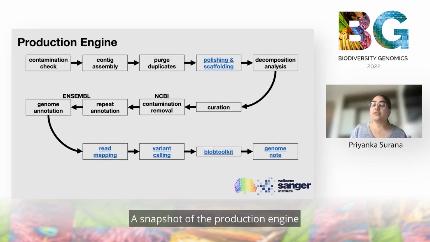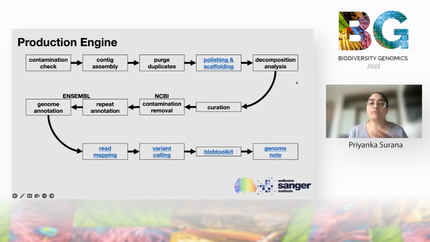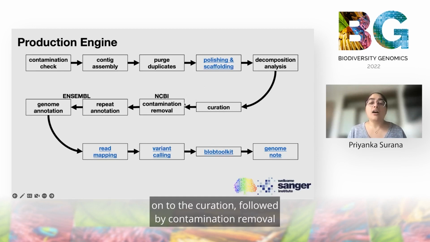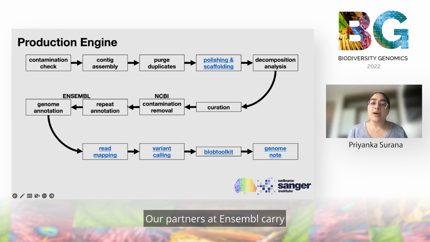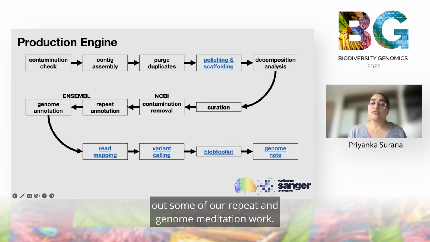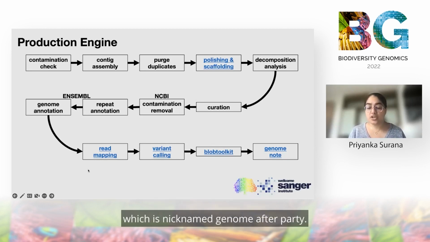A snapshot of the production engine that we are designing starts with the assembly stage, then moves on to the curation, followed by contamination removal once the data is uploaded to ENA and passed on to NCBI. Our partners at Ensembl carry out some of our repeat and genome annotation work. All of this is then passed on to the final stage, which is nicknamed Genome After Party.